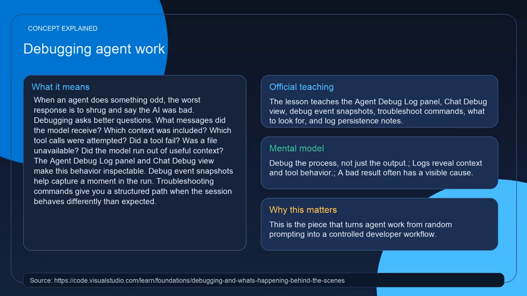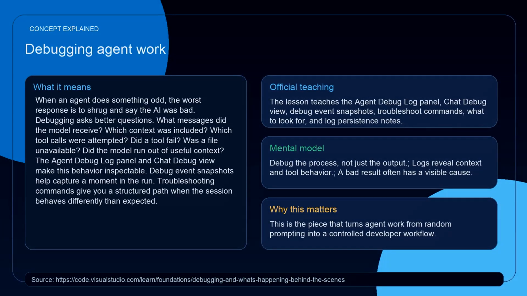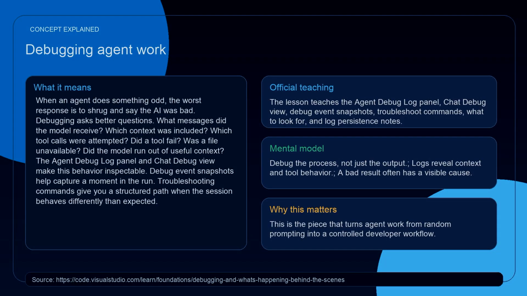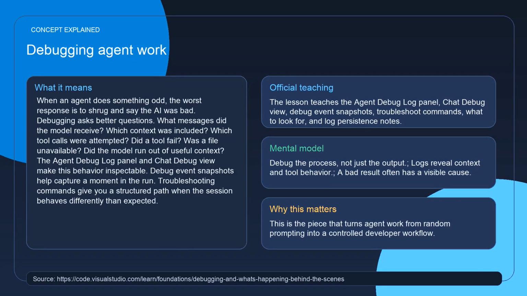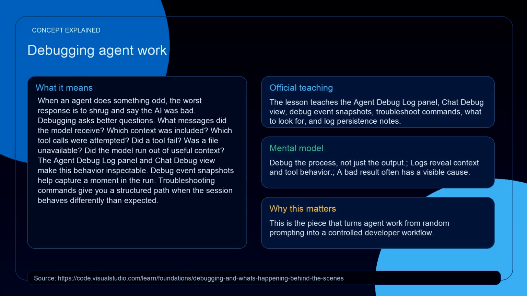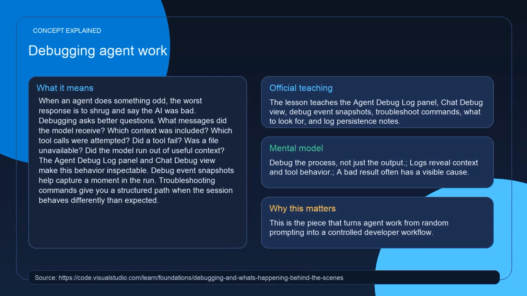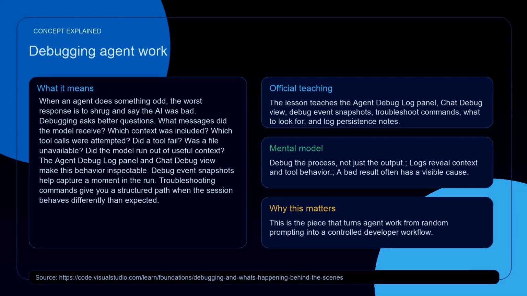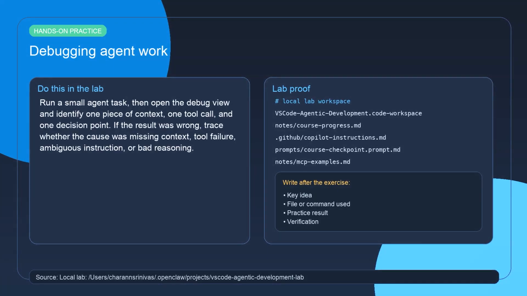Debugging asks better questions. What messages did the model receive? Which context was included? Which tool calls were attempted? Did a tool fail? Was a file unavailable? Did the model run out of useful context? The agent debug log panel and chat debug view make this behavior inspectable. Debug event snapshots help capture a moment in the run. Troubleshooting commands give you a structured path when the session behaves differently than expected.